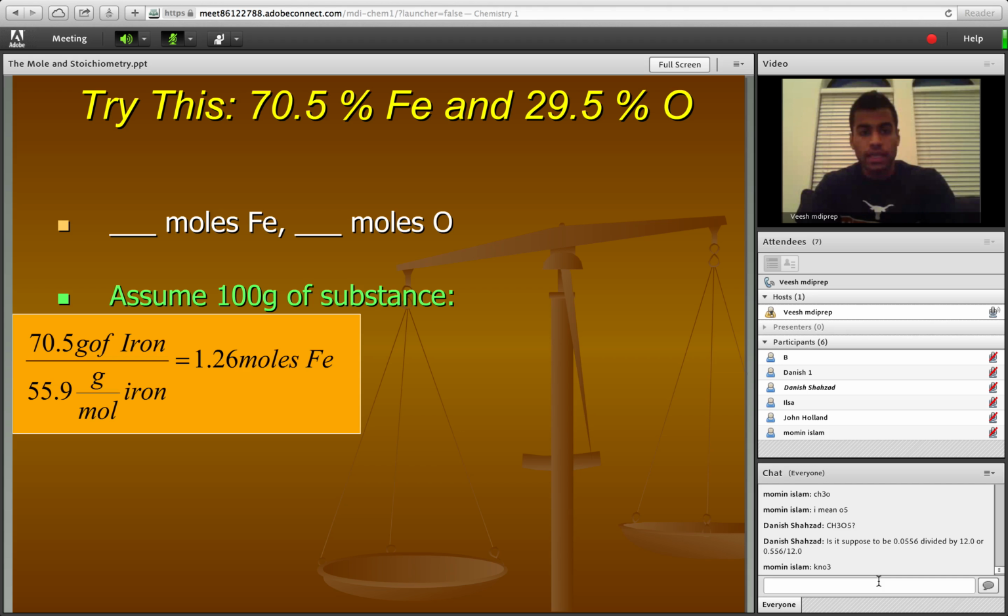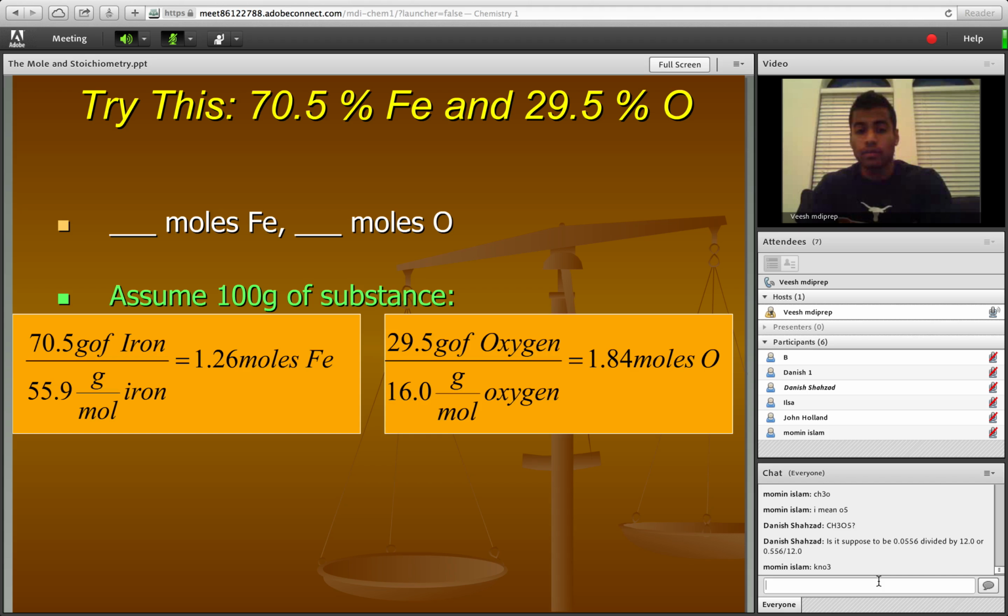So, if there's 100 grams of that substance, and 70.5% of it is iron, that means 70.5 grams of it would be iron, just based on that percentage. So you divide that by the atomic weight of iron, which is 55.9. That tells you the amount of moles of iron. You do the same thing with oxygen. That tells you the amount of moles of oxygen. And as simple as that.